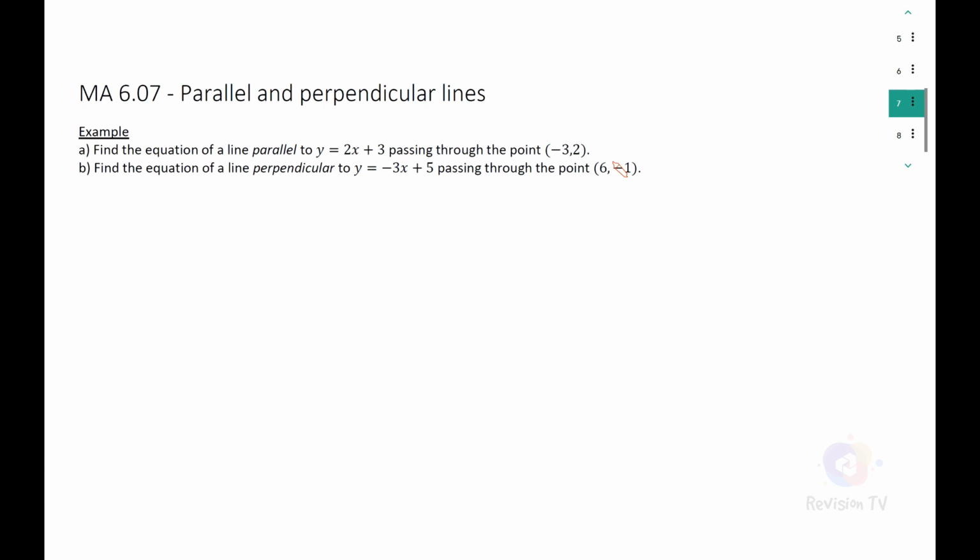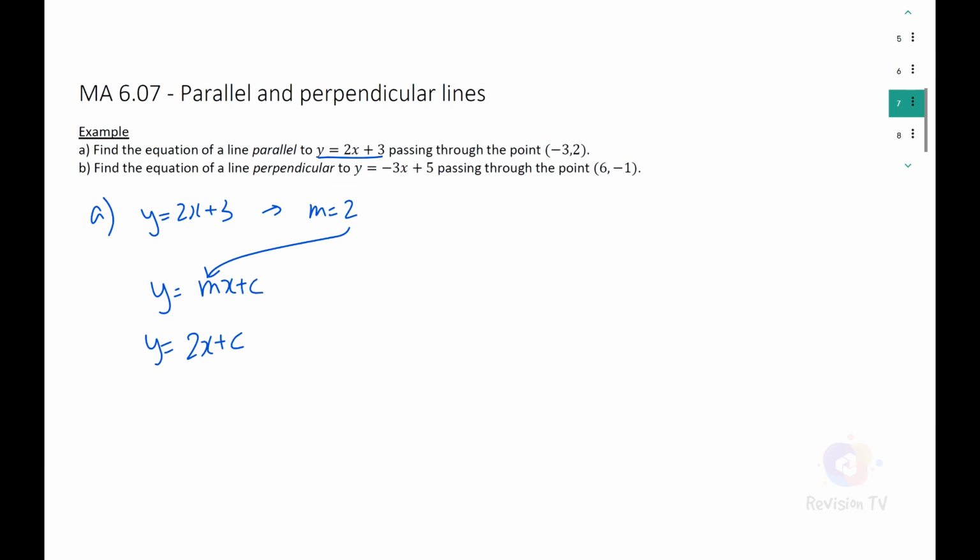So find the equation for the line parallel to y equals 2x plus 3, passing through the point minus 3, 2. First of all, we know the equation y equals 2x plus 3 has a gradient of 2. Now, the line that is parallel to it will also have the same gradient. So in y equals mx plus c, we know the 2 can be put in here directly because they're parallel. So y equals 2x plus c.